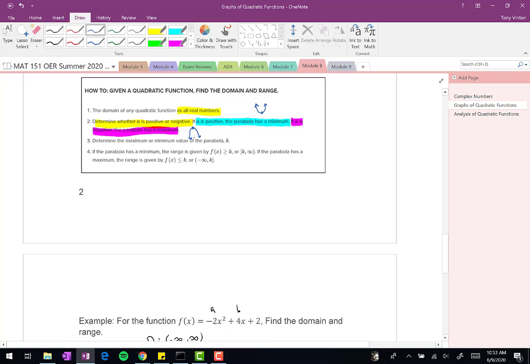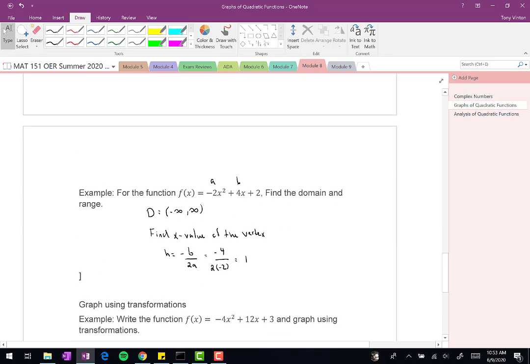So in our case, we want to see what our a is. In this case, our a is negative 2, and that's less than 0. So this means that this has a max value, or in other words, it looks something like this right here. So the range, it's got to start right here and then it's going to go down, right?